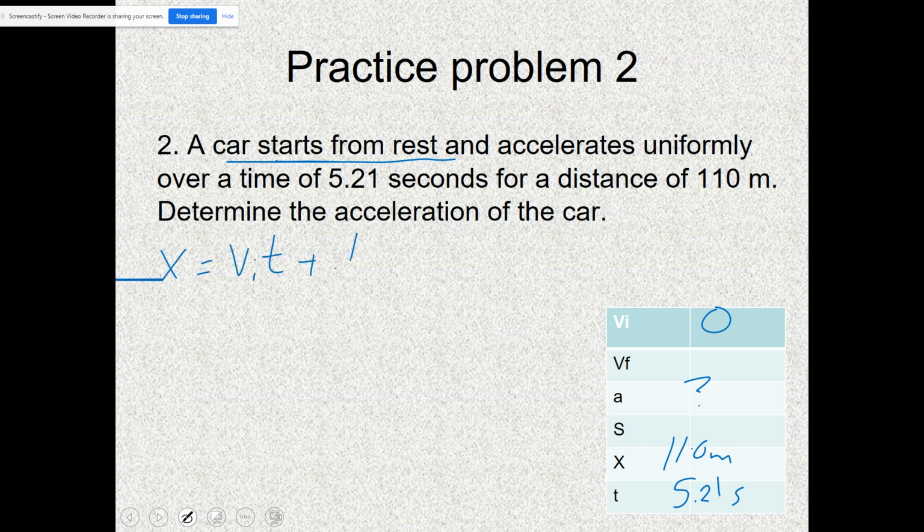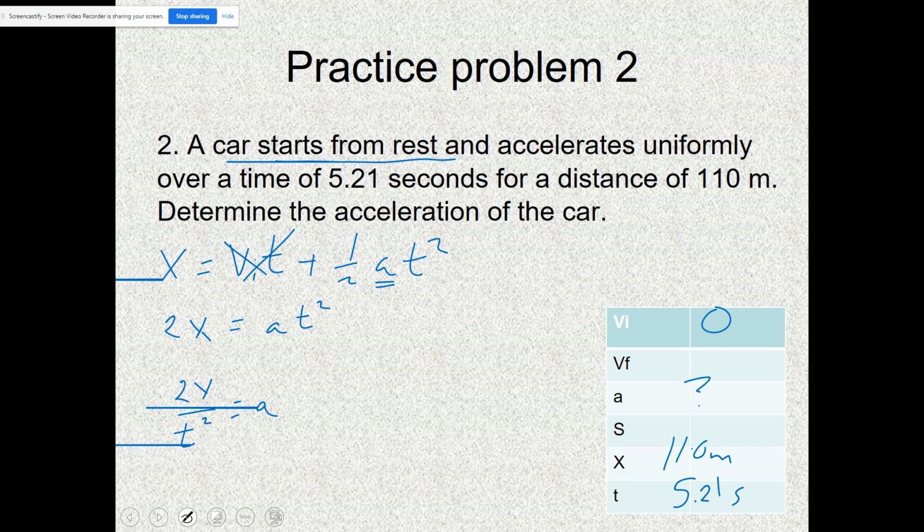VIT plus 1/2 AT squared. And again, my initial velocity was 0, so I can get rid of that. My displacement is 1/2 AT squared. It looks like I'm solving for A, so I need to times by 2 on each side. 2x is equal to at squared. And I need to divide out by t squared on each side. 2x over t squared is equal to a.